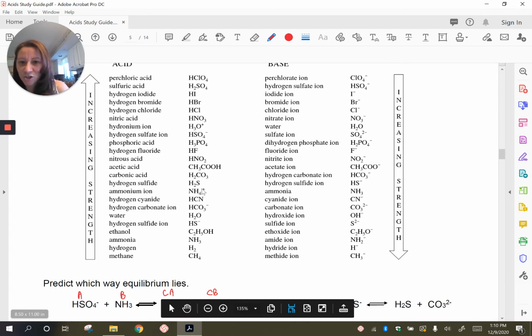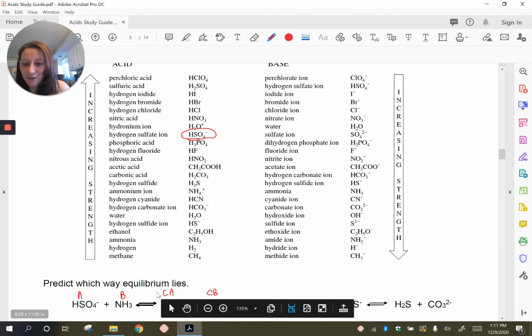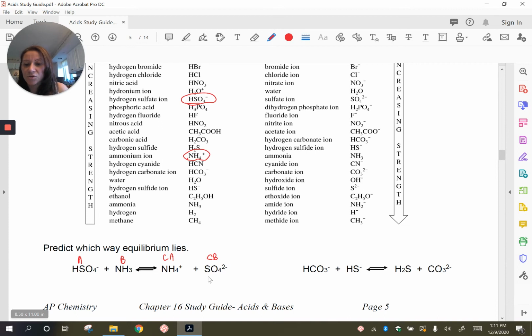So I'm going to look at my acid here. I'm going to try to find HSO4 minus in here. And so here's HSO4 minus. And I'm also going to find the other acid, which is the NH4 plus. And it's right here. So what you do is you want to compare the two acid strengths together, the acid and the conjugate acid. Which one is stronger? This one's the stronger acid. This is the weaker acid.